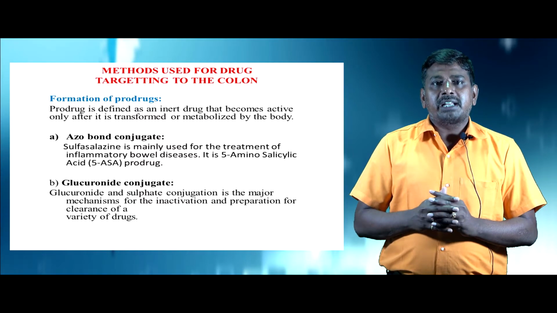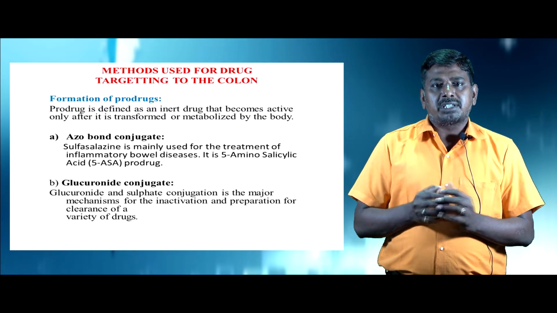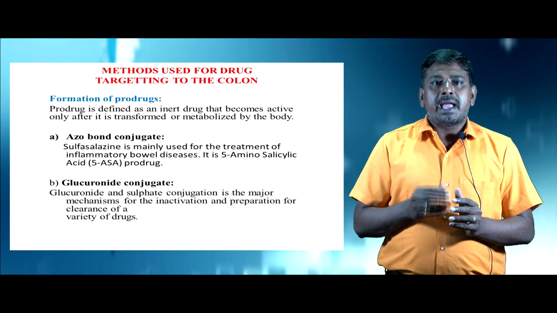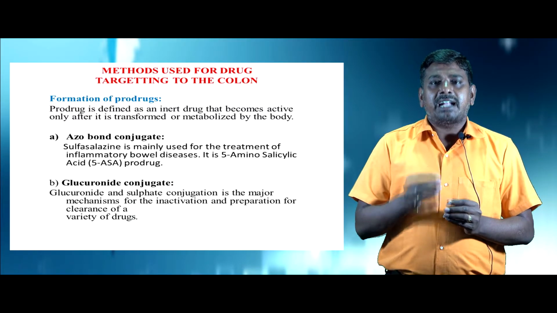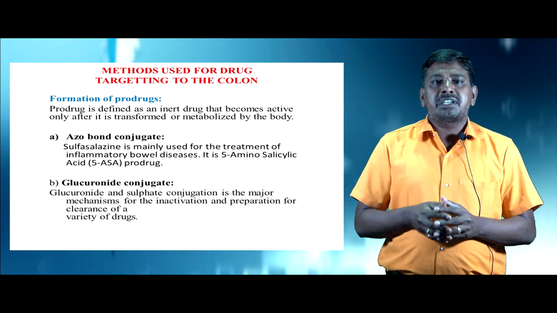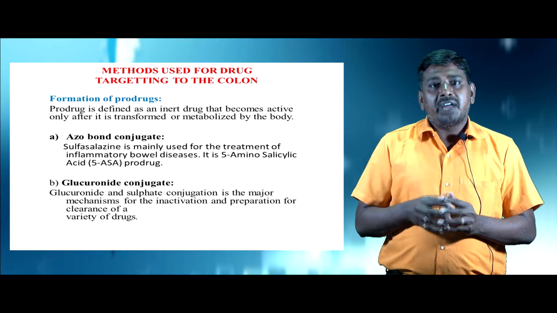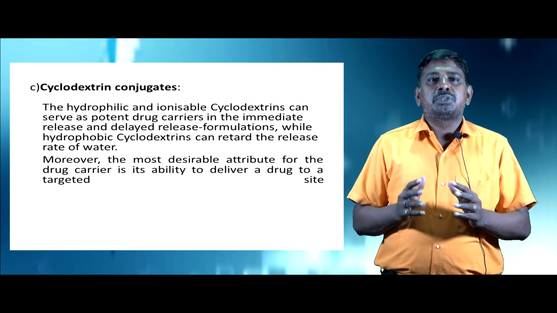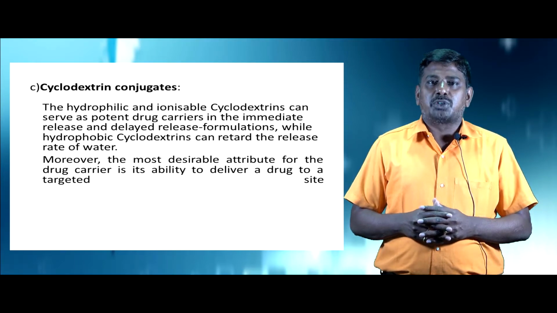Next, glucuronide conjugation. What is meant by glucuronide conjugation? Glucuronide and sulfate conjugation is the major mechanism for the inactivation and preparation for the clearance of a variety of drugs. Next we are going to see the method of cyclodextrin conjugation.